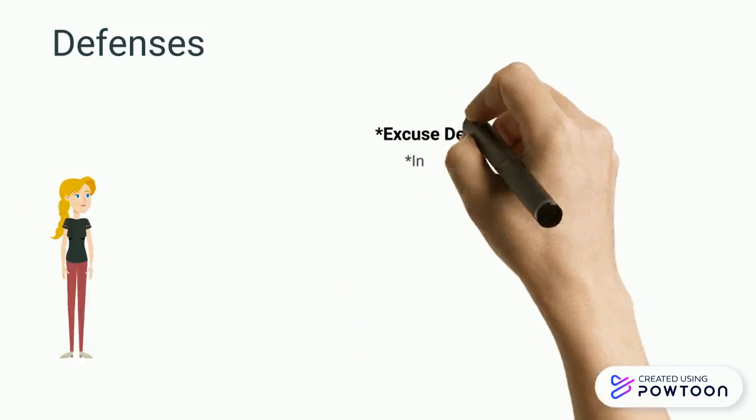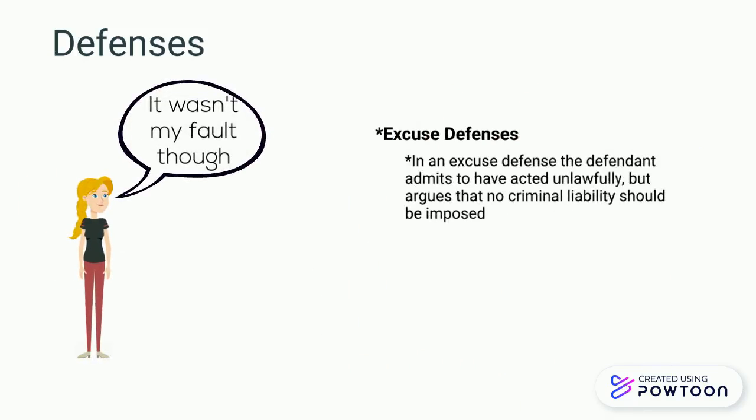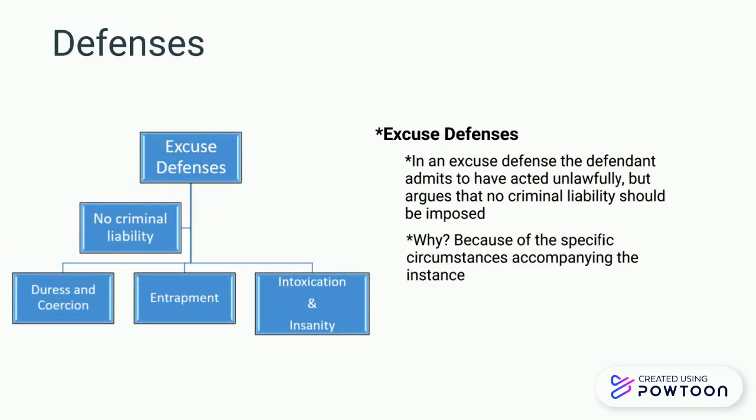In an excused defense, the defendant admits to have acted unlawfully but argues that no criminal liability should be imposed. This is because of the specific circumstances accompanying the instance. A person who commits a criminal act may assert that they would be killed if they didn't. This defense is called duress or coercion. Other defenses are called entrapment, intoxication, or insanity.